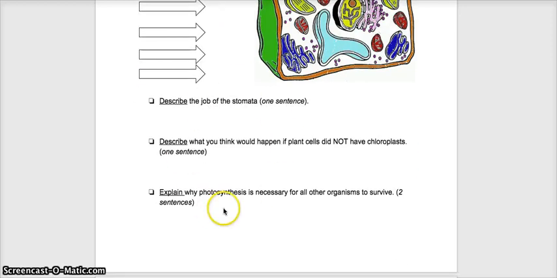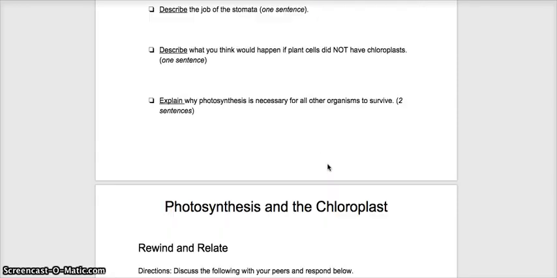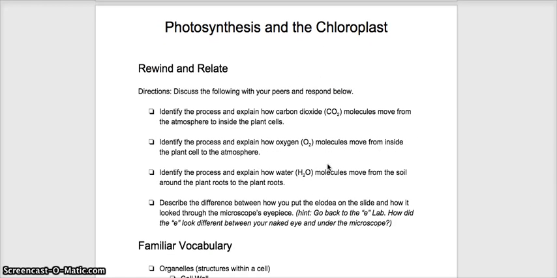3 short questions, 1 sentence each. Describe the job of the stomata, describe what you think would happen if plant cells did not have a chloroplast, and explain why photosynthesis is necessary for all other organisms to survive. Okay, 3 short questions. Last section is called Rewind and Relate.